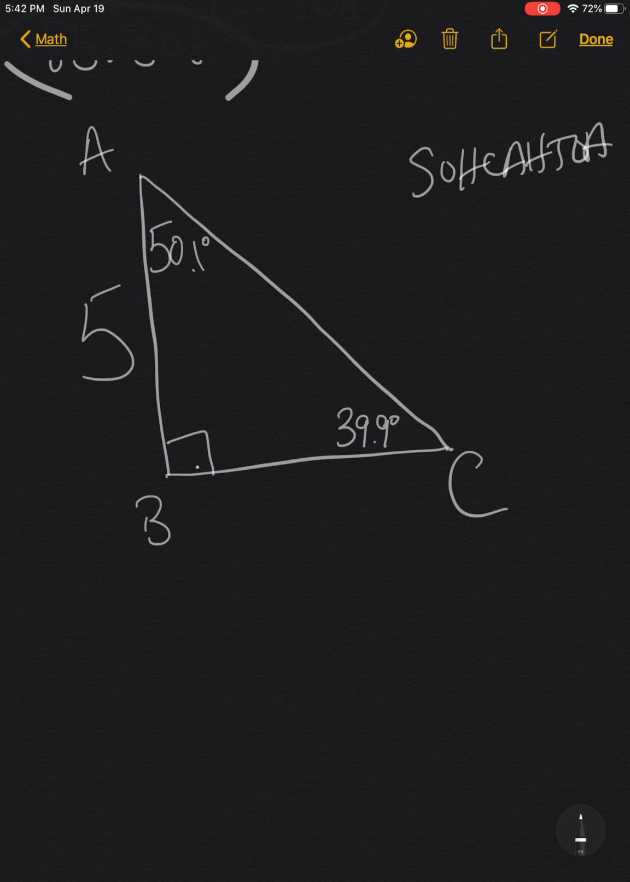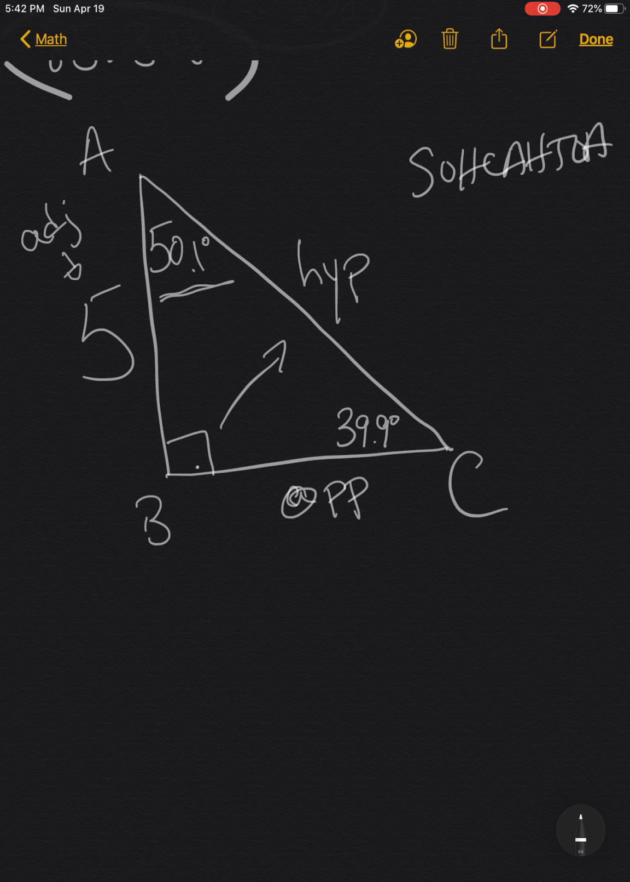Let's just pick an angle we would want to use. I'm going to go with using this one here, 50.1. So if I'm using 50.1, then 5 represents the adjacent. This side here represents the opposite. And this side is always the hypotenuse. The one across the 90 is always the hypotenuse. Okay? So I'm going to find my opposite first.